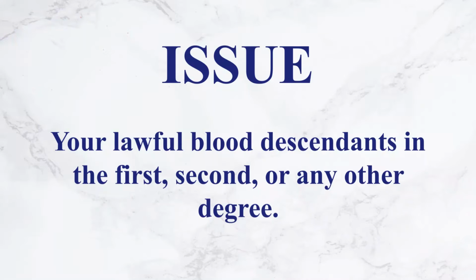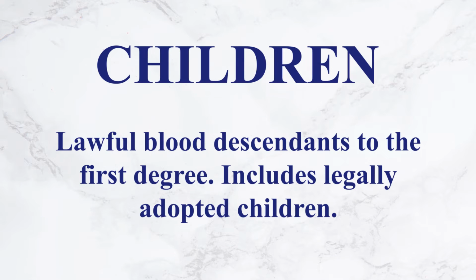Number 1, issue. Many clients read through their estate plan and walk away scratching their heads over the term issue. When your trust discusses your issue, it is referencing your lawful blood descendants in the first, second, or any other degree. The term child or children is similar but less broad. It refers to lawful blood descendants to the first degree.